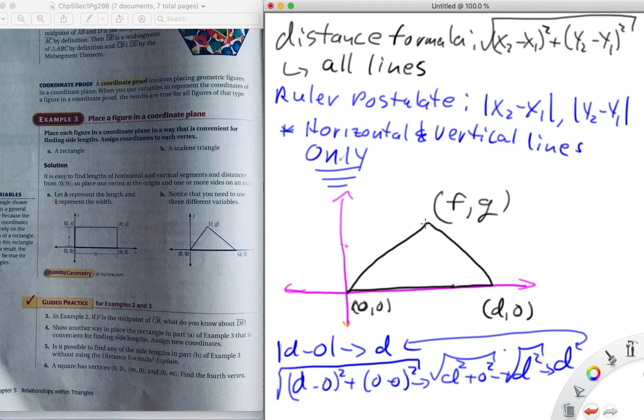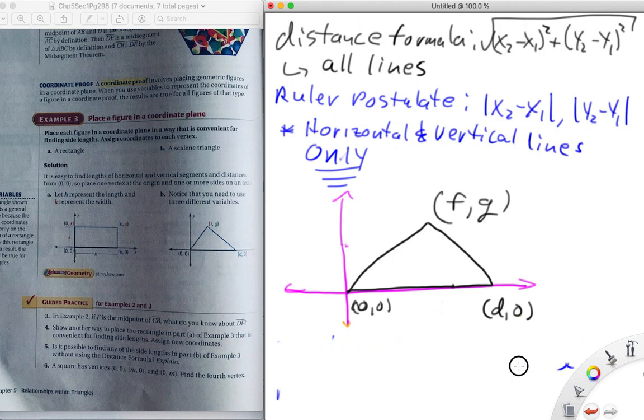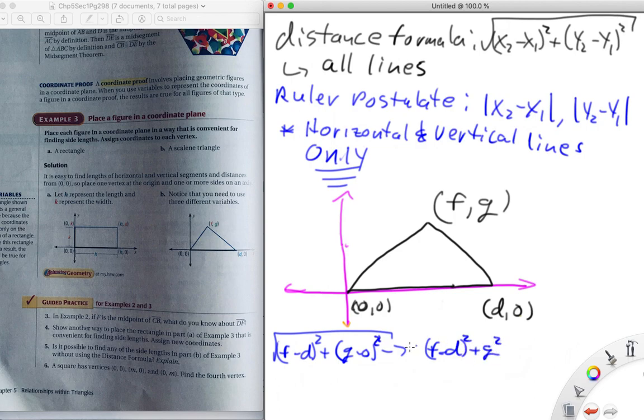However, if I wanted the distance between F, G, and D, 0, I would have to use the distance formula. So let's look at that. So I'll call this my 2's and this my 1's. F minus D squared plus G minus 0 squared, square root. So this would be F minus D squared plus G squared, square root. And this would be your answer. That's all I can do.